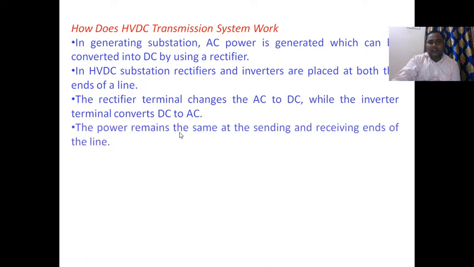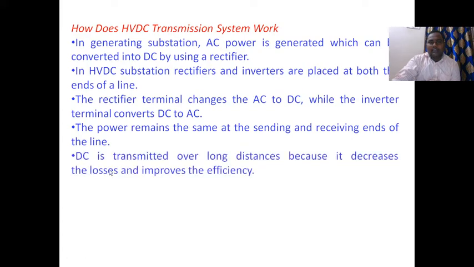The power remains the same at the sending end and receiving end of the line because this is a transmission system. So in a transmission system, the sending end power and the receiving end power are the same. DC is transmitted over long distances because it decreases the losses and improves the efficiency.